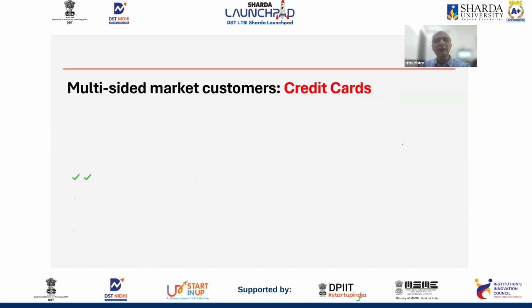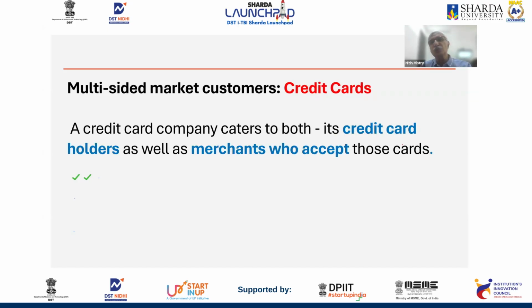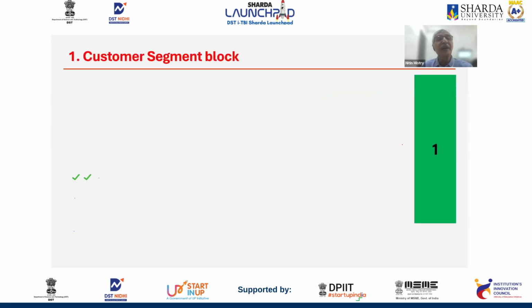There is another segment we call multi-sided market customers, right? This is a different kind of niche segment wherein a multi-sided market is involved. For example, credit cards. A credit card company caters to both credit card holders as well as merchants who accept those credit cards. This is again a very typical example. So now if we are creating a business model, the first block is the customer segment block.